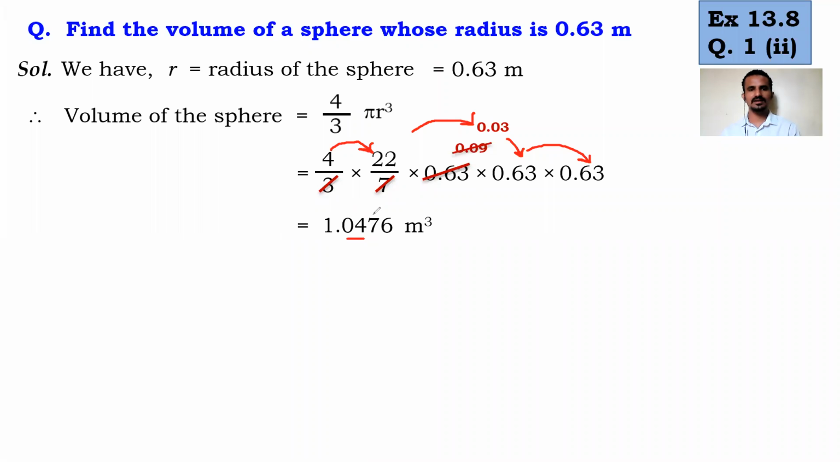So if you are converting it to 2 digits, what you can do is, it is 1.04 and then the third digit is 7. It is more than 5. So you can just round it off by writing it as 1.05.